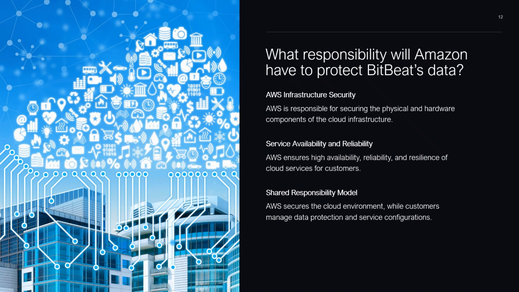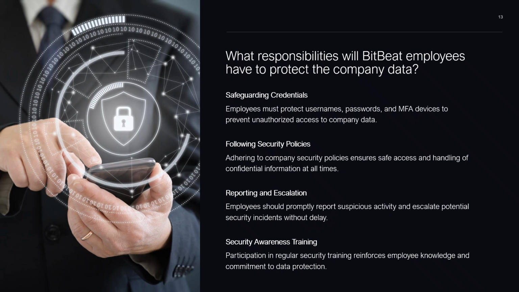And for the 12th, what responsibility does Amazon have to protect BitBit data? Amazon Web Services is responsible for protecting the physical infrastructure that supports cloud services, and this includes data centers, servers, networking environment, and virtualization technology. For the next question, what responsibility will BitBit employees have to protect the company's data? Employees play a key role in protecting company data. They must secure their passwords and MFA devices, follow company policies, use approved systems, and report suspicious activity immediately.